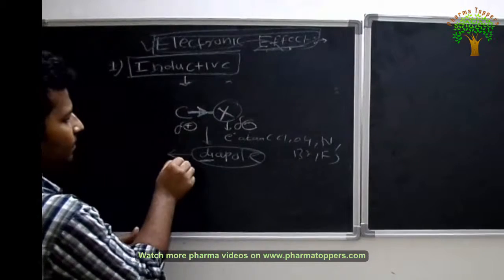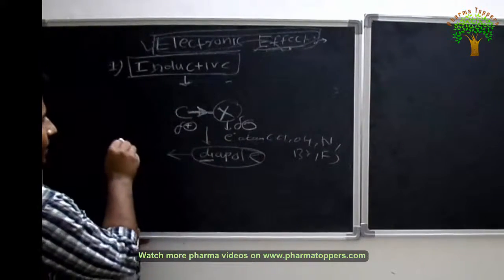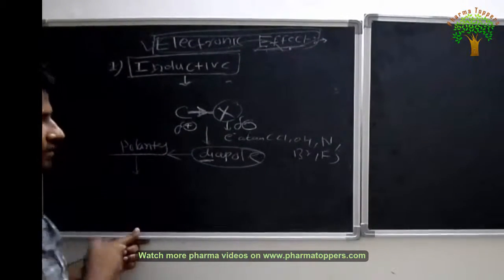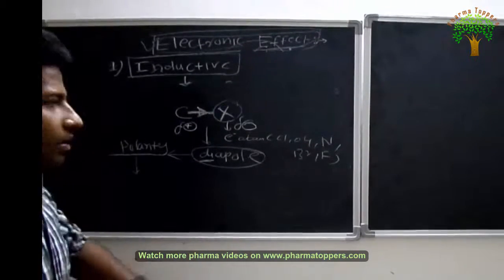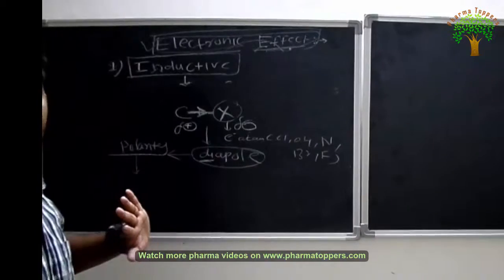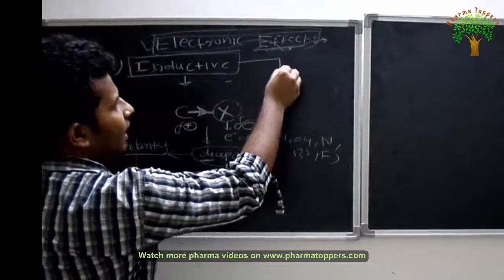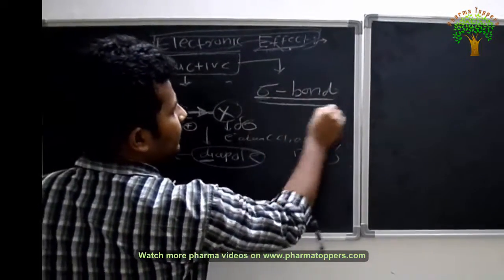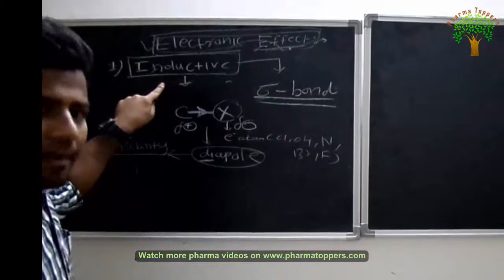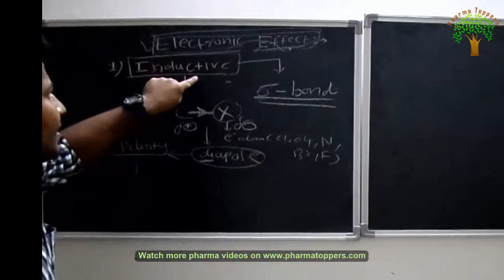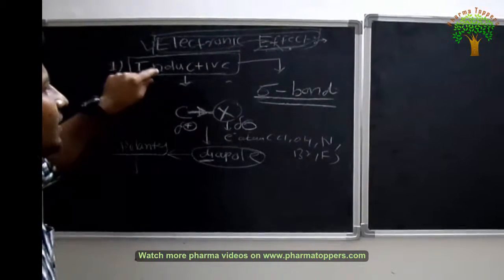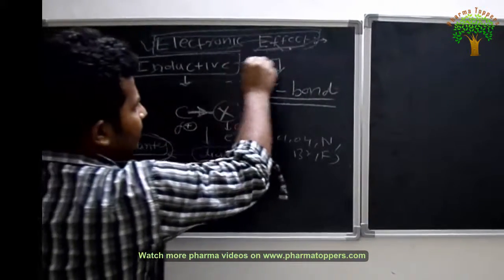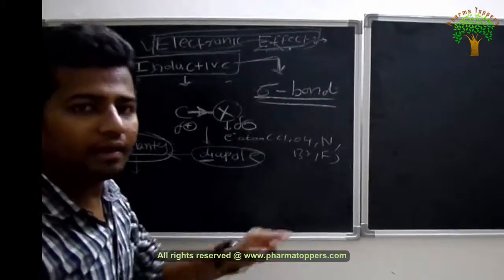And this dipole is the major parameter of the polarity. That's why inductive effect is defined as the effect of polarization in the sigma bond. Simply, inductive effect always occurs in the sigma bond. Remember this, this is very important. This does not occur in the pi bonds. It always occurs in the sigma bond. That's why inductive effect is defined as the effect of polarization. Polarization is polarity formation. The effect of polarization in a single bond is called the inductive effect.